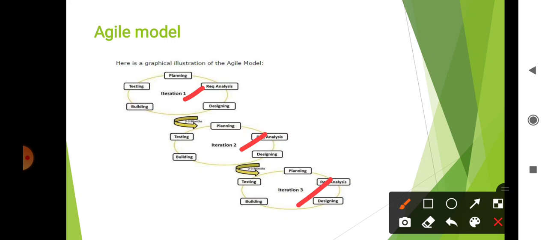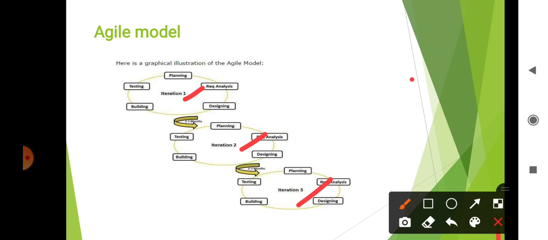In Agile, the tasks are divided into time boxes, like small time frames, to deliver specific features for a release. An iterative approach is taken and a working software build is delivered after each iteration. Each build is incremental in terms of features. The final build holds all the features required by the customer. That means iteration third holds all the features required by the customer, so all customer requirements are covered in the last iteration phase.